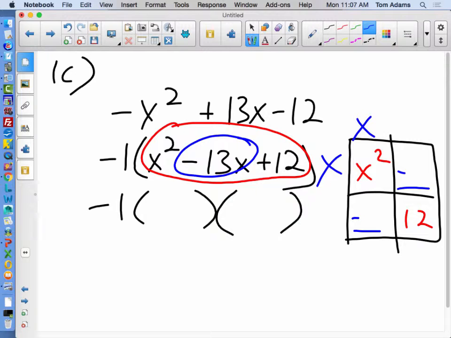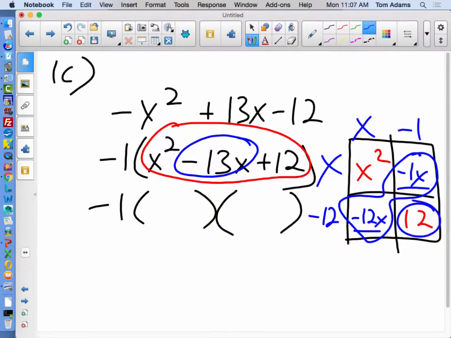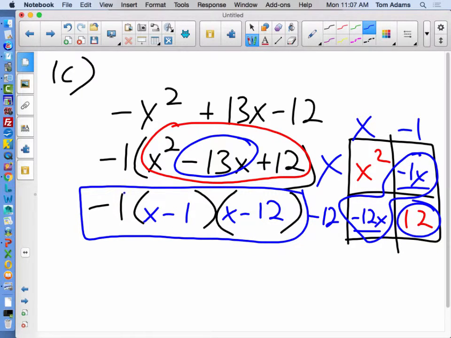Somebody blurted it out. They said negative 12 and negative 1 would work, right? So I get negative 12x and negative 1x. If you add these two together, I get negative 13. But when you multiply them out, I get a positive 12. So I would say x minus 1, x minus 12, and this whole thing is the factor. Don't forget this little negative 1 because it makes a difference.